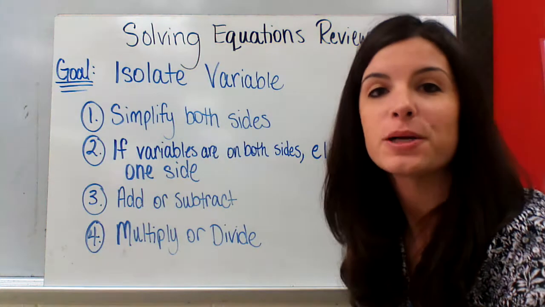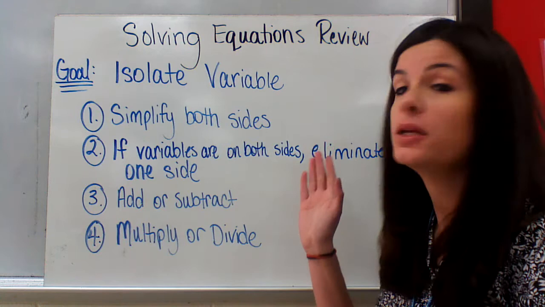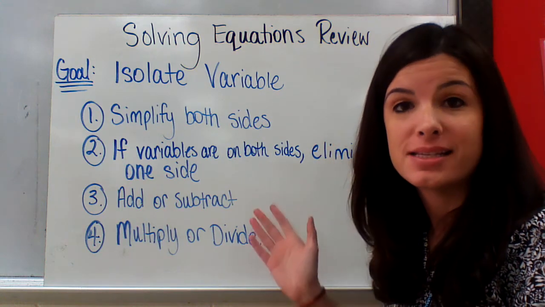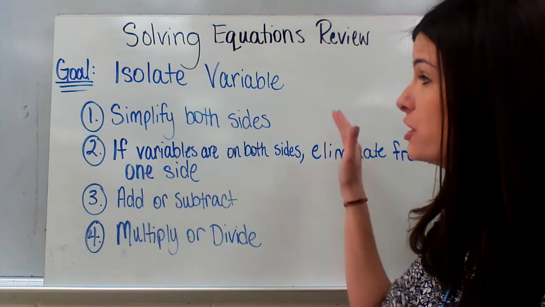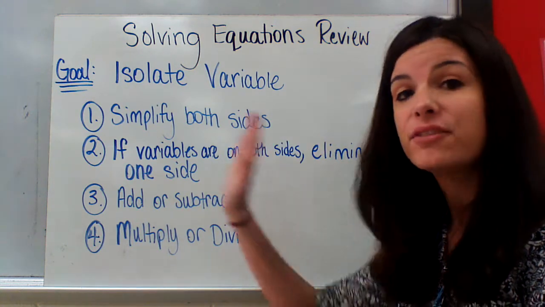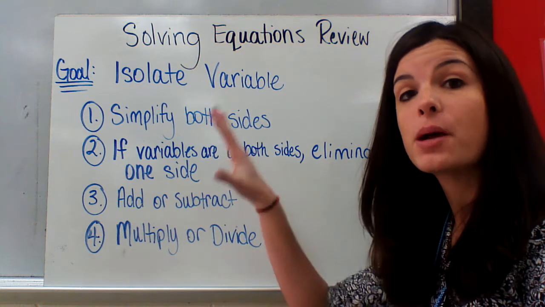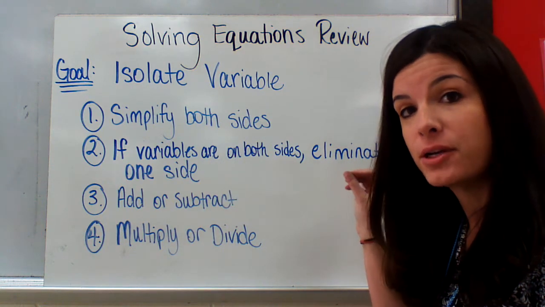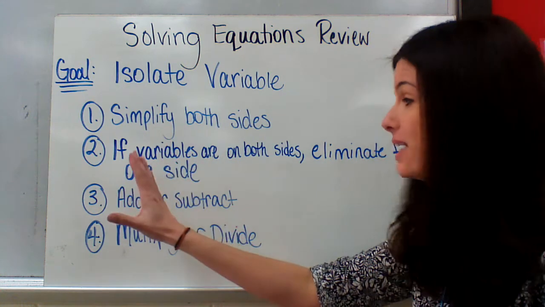Hello boys and girls, we're going to have a review lesson on solving equations. When we are solving equations, our goal is to get the variable isolated so that we know what the value is for that variable. The first thing that you do is you simplify everything you can on each side of the equal sign. Then if you have variables on both sides, you eliminate the variable term from one side so that you just have one variable term on one side.